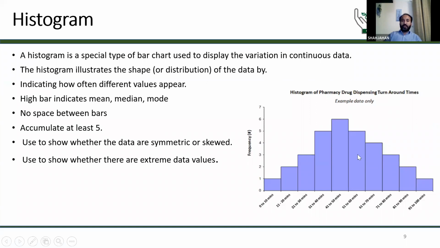So it's a very good graph to display continuous data. You can observe what's going on, why the graph is higher in one place, why it goes lower, and why the data is skewed to one side. So this is very important.